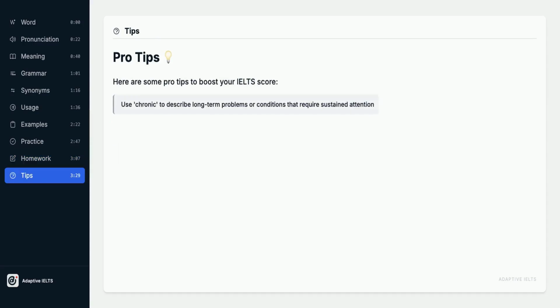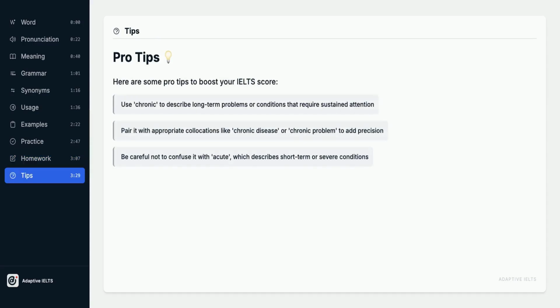Here are some pro tips to boost your IELTS score. Use chronic to describe long-term problems or conditions that require sustained attention. Pair it with appropriate collocations like chronic disease or chronic problem to add precision. Be careful not to confuse it with acute, which describes short-term or severe conditions.